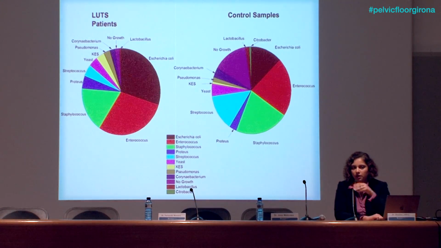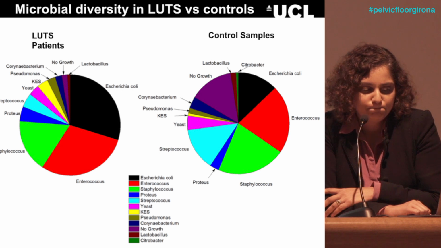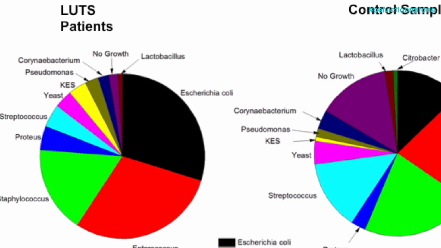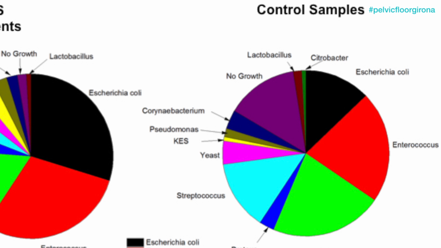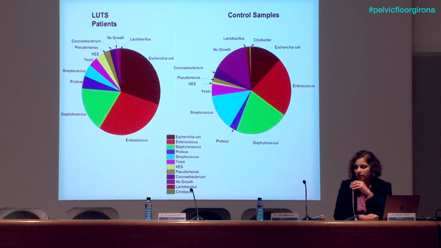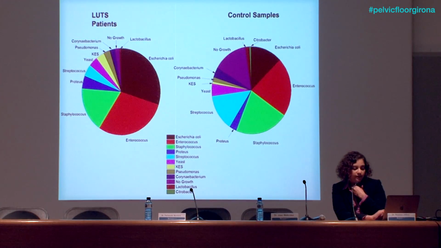Okay, now, so we looked at normal volunteers or asymptomatic volunteers. We looked at their urine, we cultured their urine and submitted their urine to sort of more complex techniques of detecting bacteria, looking at bacterial DNA. And it's very interesting. So if you look at those two pie diagrams, you've got OAB patients on one side and you've got control samples on the other side. And what's interesting is that everybody has bacteria.